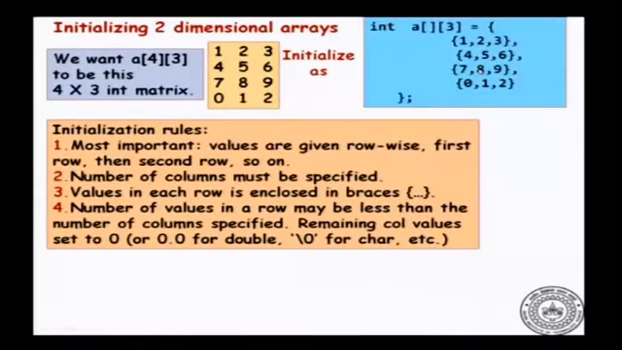Number of columns needs to be specified. We need to know how many columns there are. Now, the values of each row are enclosed in curly braces, and the number of values in a row may be less than the total number of columns. This is allowed. This is similar to how, even though you had declared the size of a one-dimensional array, you could give fewer than that number of values as the initial values. The remaining values will just be 0.